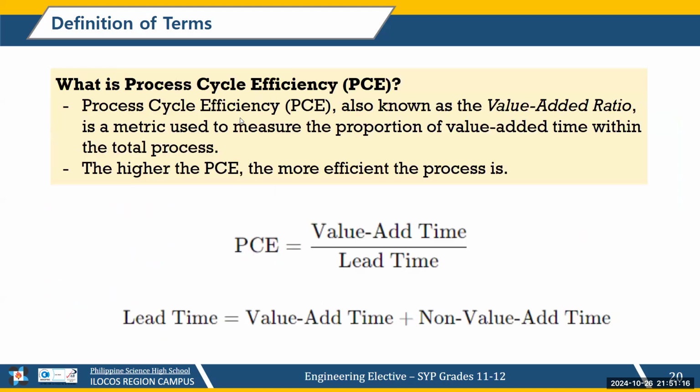Then how to compute for the efficiency or the process cycle efficiency. So PCE is also known as the value added ratio. It is the metric used to measure the proportion of value added time within the total process. So PCE is value add time divided by the lead time, wherein the lead time is the sum of value add plus non-value add time. So this is in terms of a percentage. So the higher the percentage, the more efficient the process is.